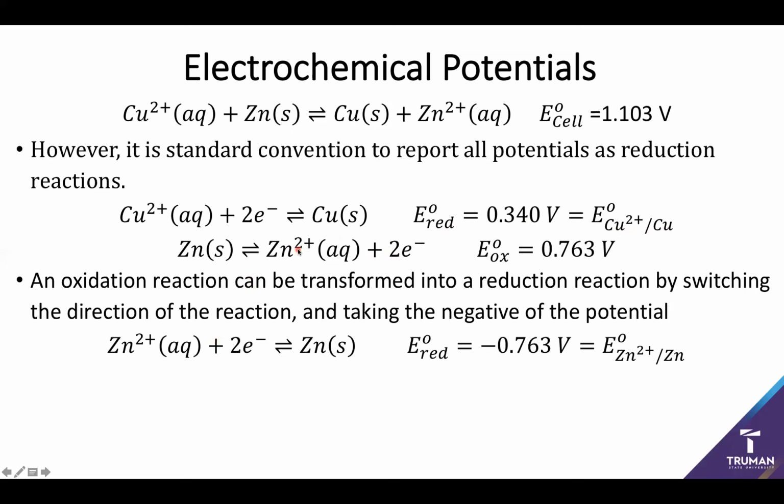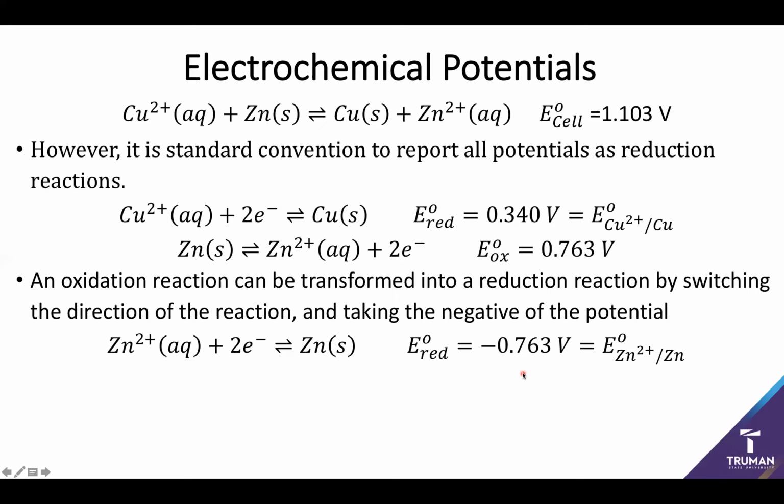And you can transform between an oxidation reaction and a reduction reaction simply by switching the directions of the reactions, and that corresponds to switching the sign of the potential, which makes sense because if oxidation is very favorable, it means that reduction is very unfavorable. And that's exactly what we see with the signs. However, if I'm going to end up reporting all my values as reductions, I can't simply get my cell reaction by adding these two reduction potentials together because, well, that just doesn't work.